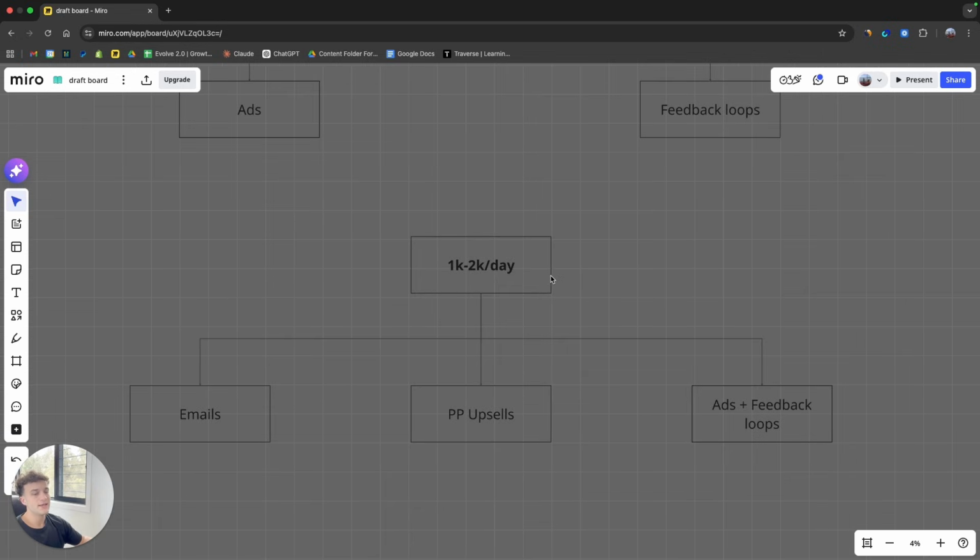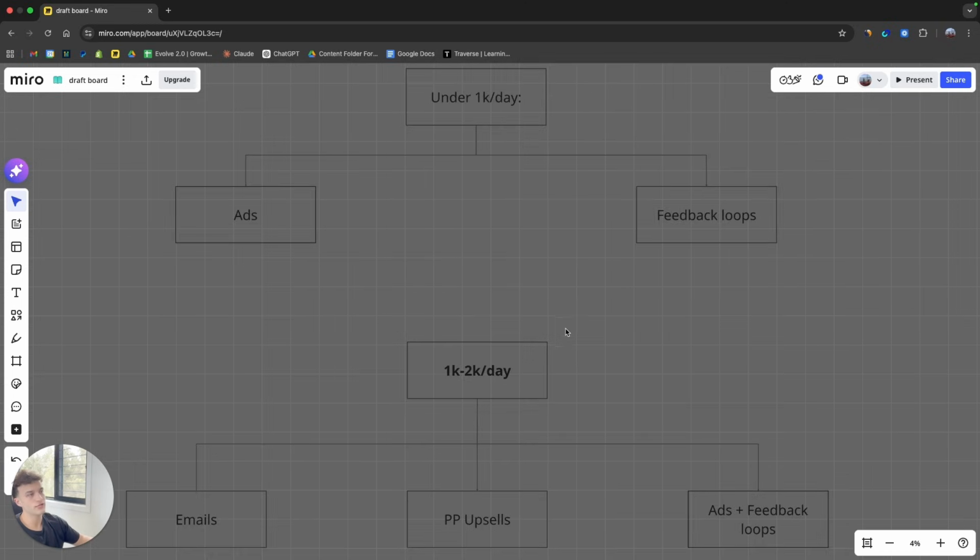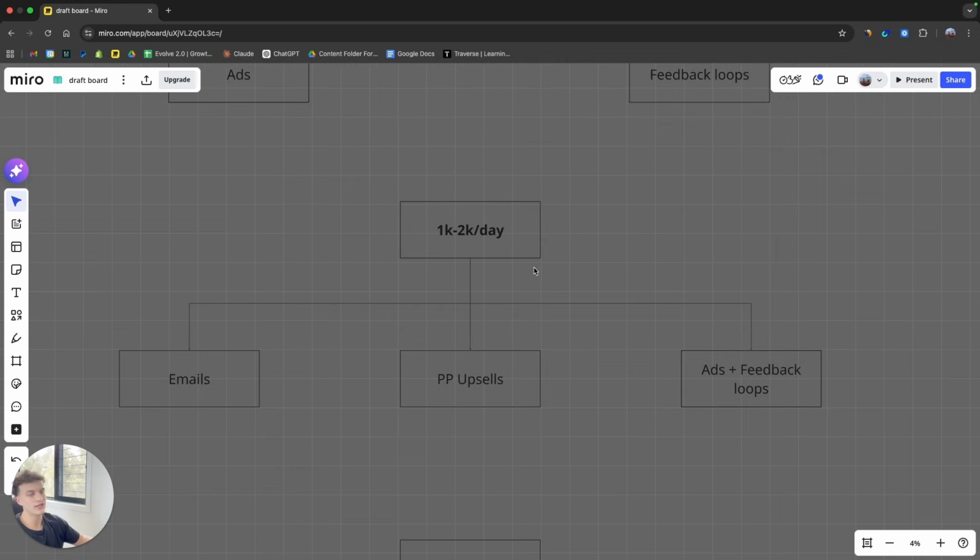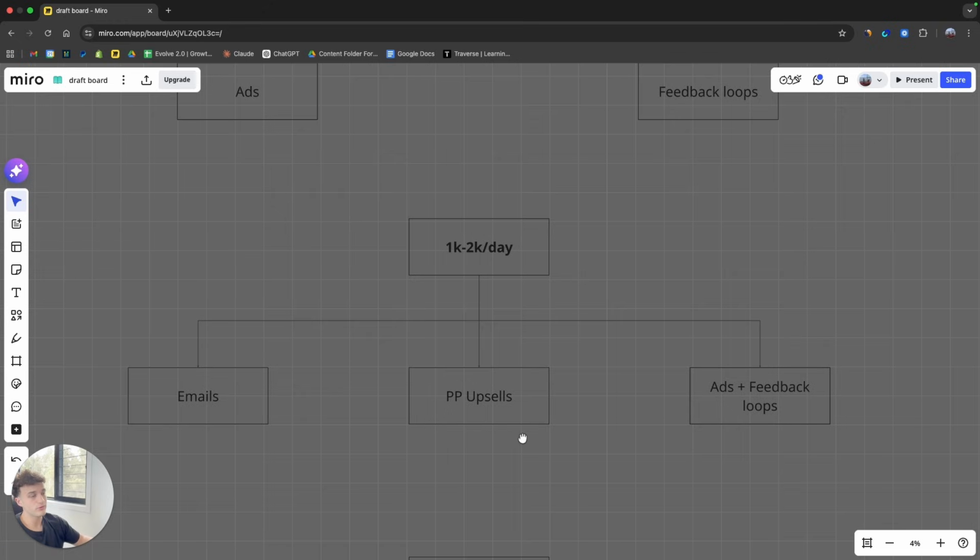So 1 to 2K a day. Now, this is a bit of an interesting level, and it's why, like I was saying before, I love ecom, because sometimes you can just skip from 0 to 10K days. But if you're plateaued at 1 to 2K a day, you can start implementing emails. This is when I start to implement post-purchase upsells, because it actually starts to have a point. I mean, even when we were doing 10K a day, we had no email set up, so it probably wasn't the smartest thing, but we were just putting all of our focus into ads and feedback loops. And again, that's where your focus wants to be here.